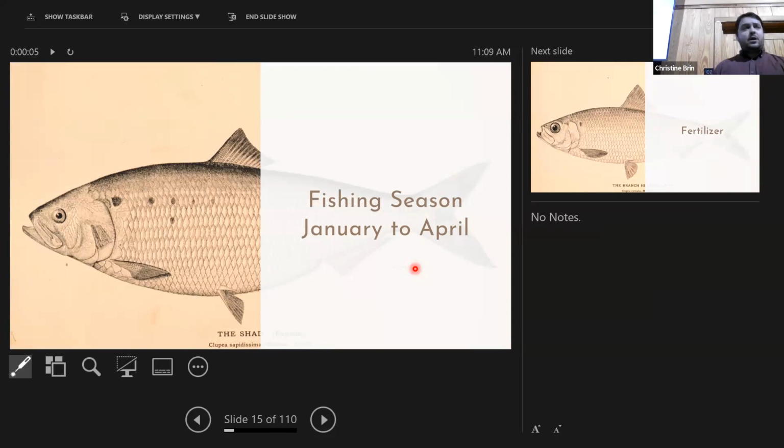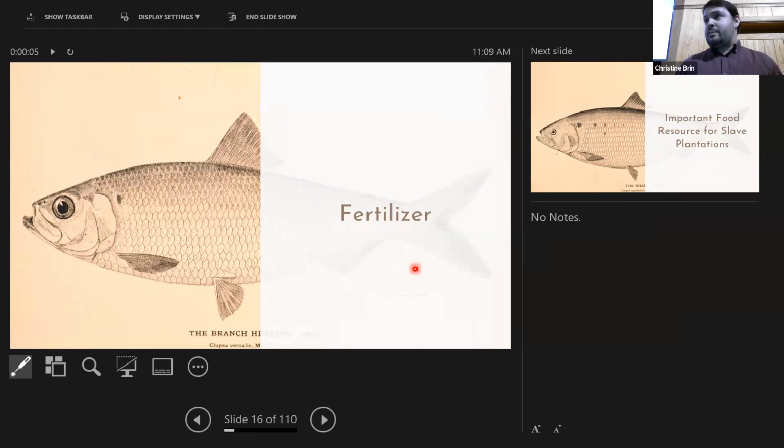Traditionally, the American shad and herring season on the Neuse River usually started about January and ran till around mid to late April. Some years it would go into May, but usually things were wrapped up in April. And as I mentioned, herring especially was used as fertilizer on farms. Anything extra that they couldn't save or sell or process was considered offal fish, and that was used as fertilizer in the fields.